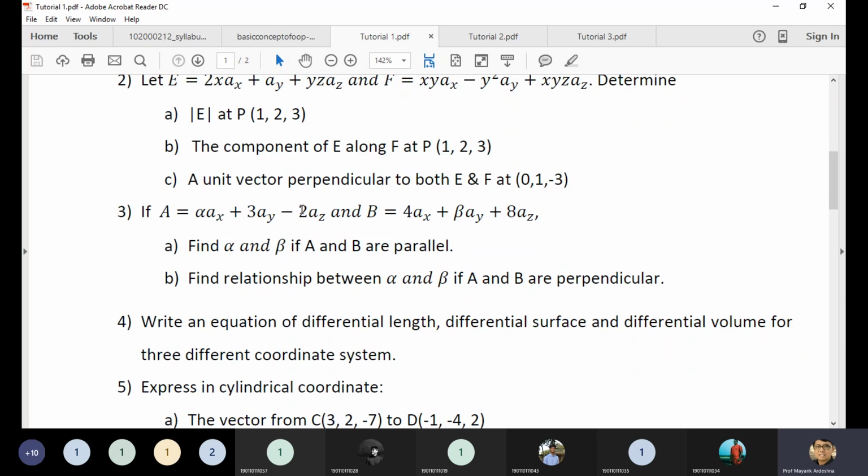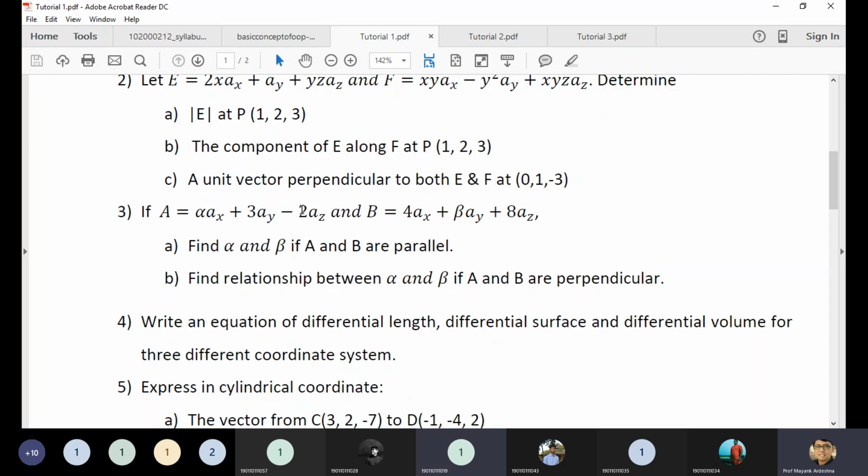In a third example, the A and B vectors are given to you. They are asking to find out the alpha and beta whenever A and B are parallel, and the same, find out the relation between alpha and beta whenever A and B are perpendicular. So what you have to do in this example? Do any students have any idea?